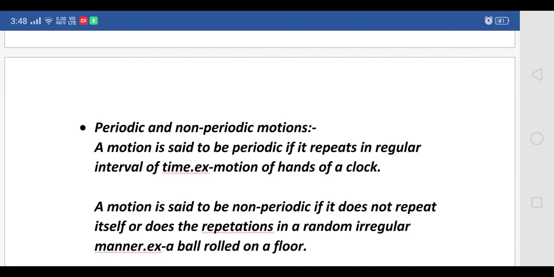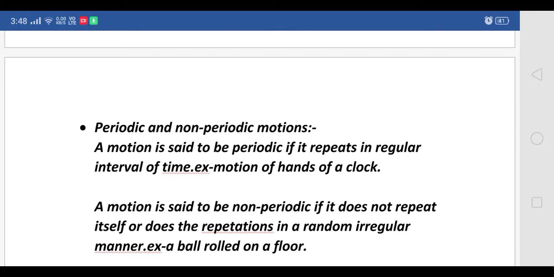Similarly, the motion of earth around the sun is also periodical because in the same period of time it completes its path. As you know that in 24 hours it takes one rotation, so that rotation of the earth is also the periodic motion. And similarly, the revolution of earth around the sun also takes 365 days and 4 hours, so this is also a periodic motion. The earth takes 365 days and 4 hours to complete the revolution around the sun. So this is a periodic motion, the motion which repeats itself after a regular period of time.